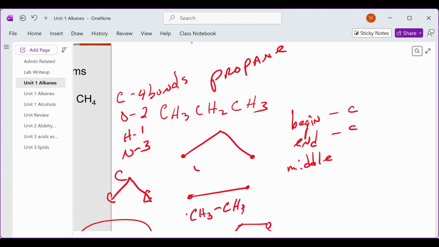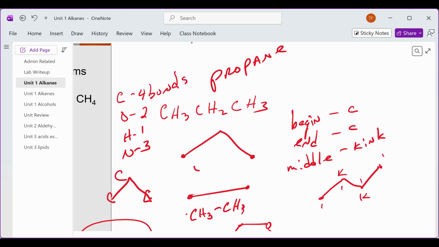Now, a middle carbon has a kink in it. If it has two kinks, that means it's two carbons. For example, we can have a beginning, end, kink, kink. So carbon, carbon, carbon, carbon.